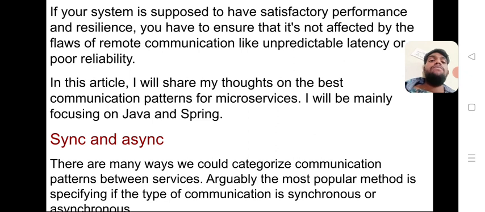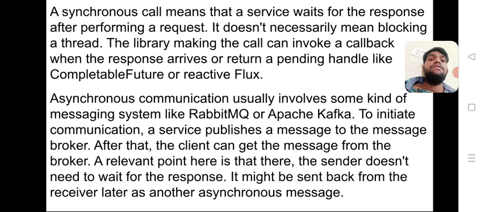Sync and async. There are many ways we could categorize communication patterns between services. Arguably, the most popular method is specifying if the type of communication is synchronous or asynchronous. Synchronous calls means that a service waits for the response after performing a request. It does not necessarily mean blocking a thread. The library making the call can invoke a callback when the response arrives or return a pending handle like CompletableFuture or Flux.